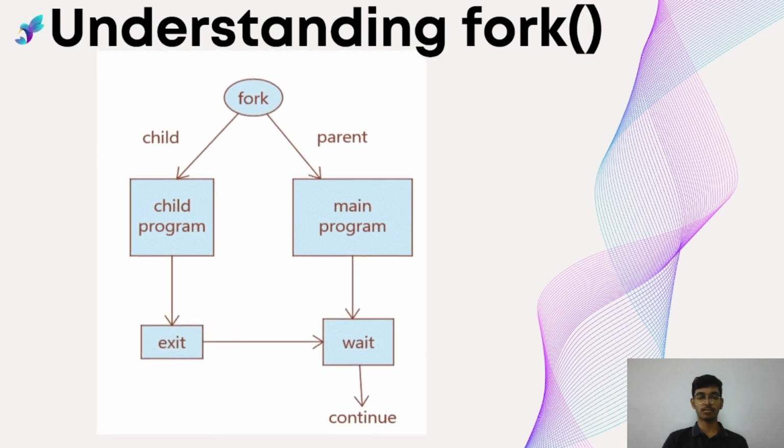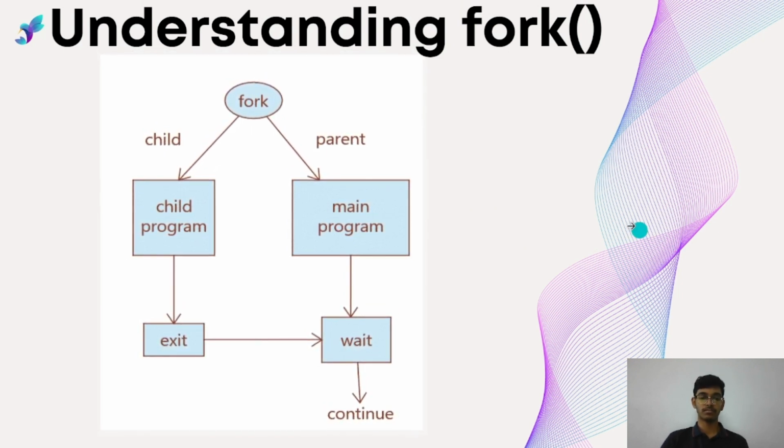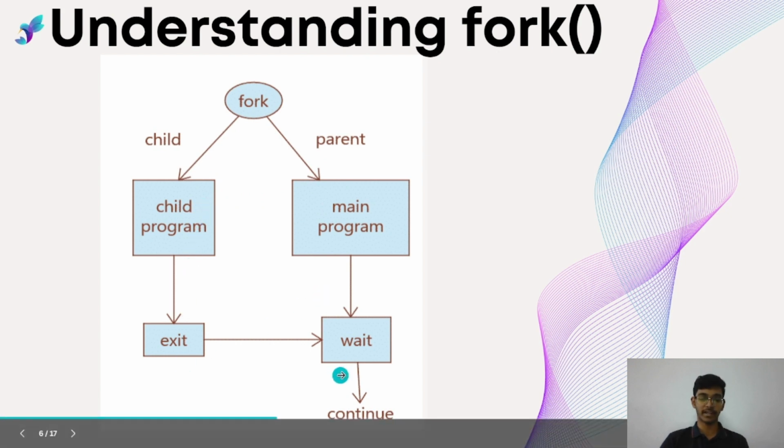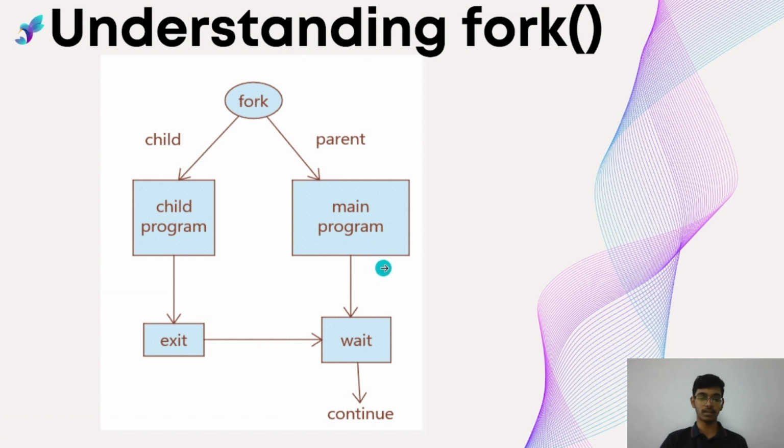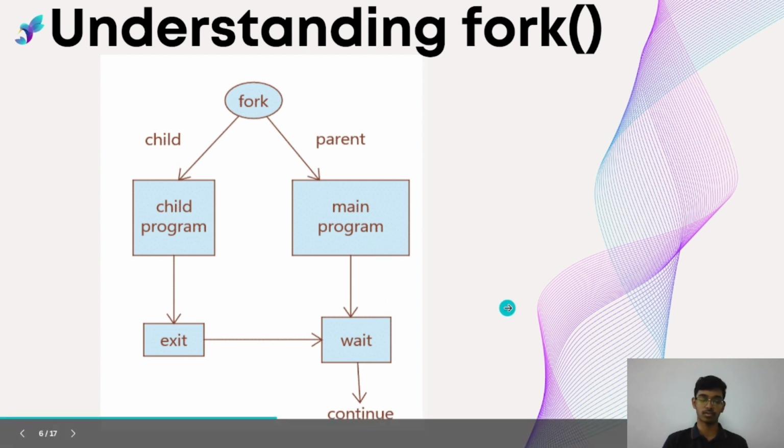So this is the flowchart of the fork. Whenever we fork a particular process, we get a child process and the parent process. The parent process is the main program, and the child process is the fork or duplicate of the original program. Until the child process exits, the parent will be waiting. Once the system encounters an exit call, it continues with the remaining processes.